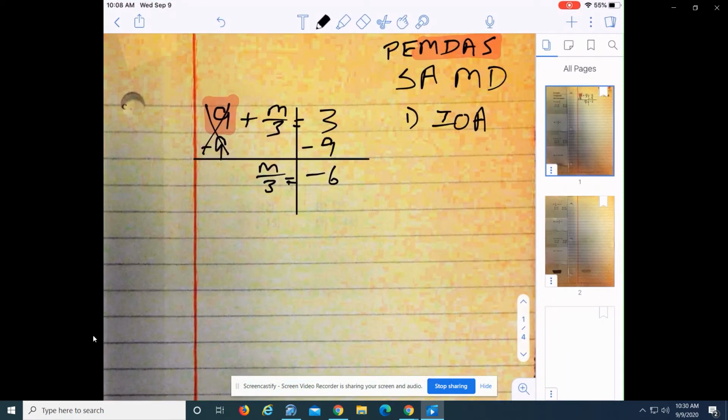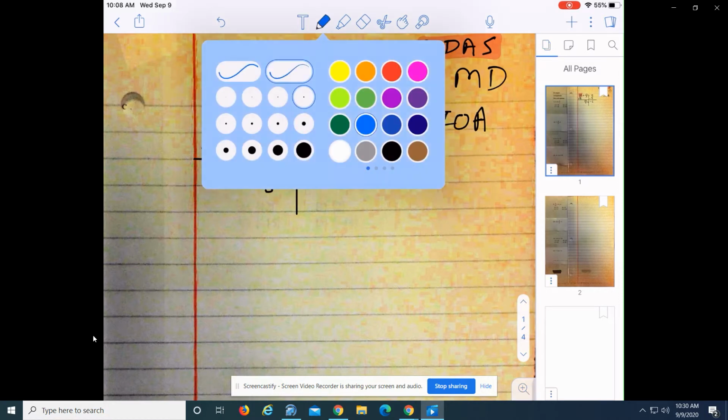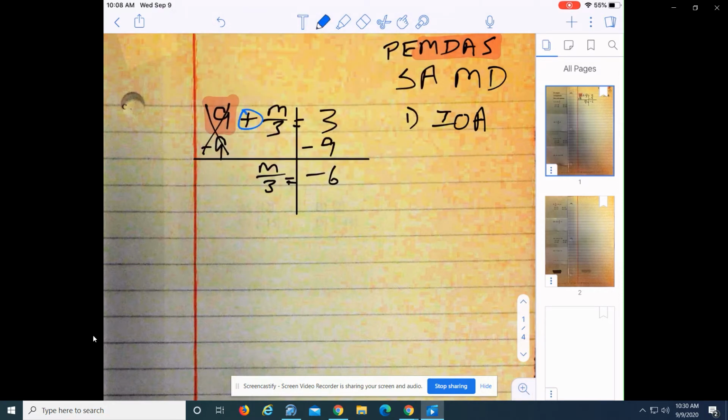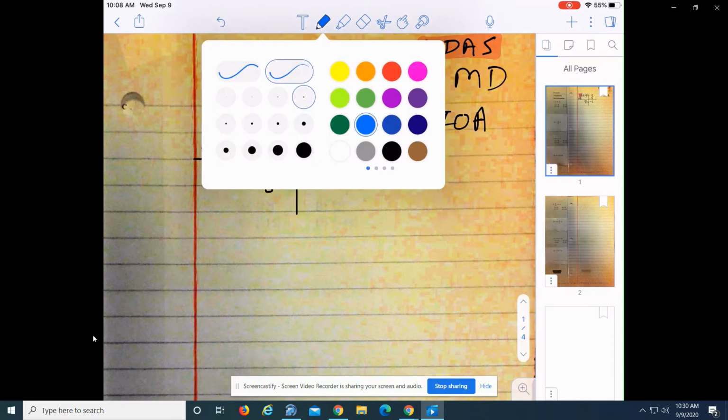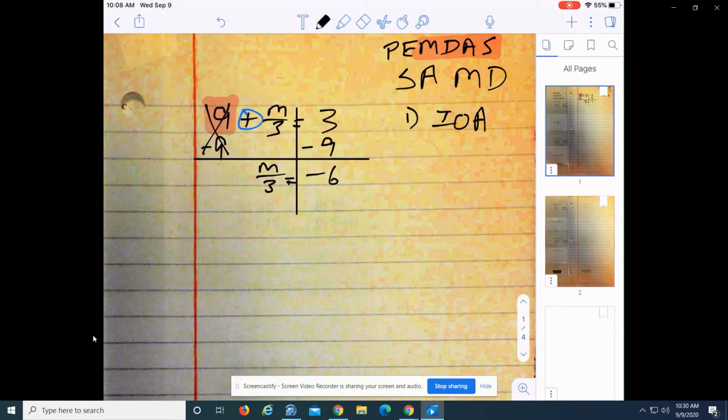What you should notice is that this plus sign did not come down. If it was a minus sign, it would have to come down, but because it's a plus sign, we can get rid of it. Now my second step is to do the inverse of division. M over 3 means m divided by 3 equals negative 6. To undo that, I have to do the opposite of division, which is to multiply by 3. So the 3s are going to cancel. M drops down, the equal sign drops down, and negative 6 times 3 is negative 18.